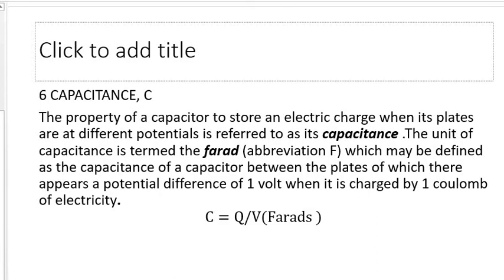Then another parameter we are going to look at is capacitance. That is the property of a capacitor to store an electric charge when its plates are subjected to different potentials. So that is what is known as the capacitance of a capacitor. It is measured in farads, and the farad is denoted by the capital letter F. So in other terms, we can say capacitance C is equal to charge over voltage. So that is it on definitions.